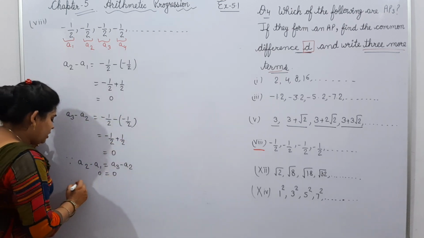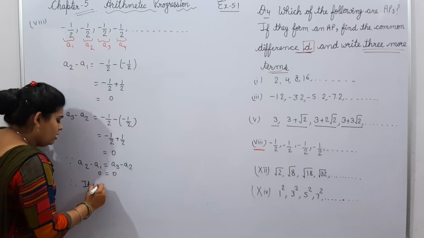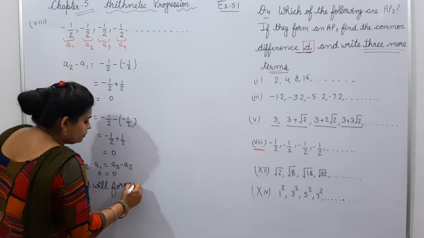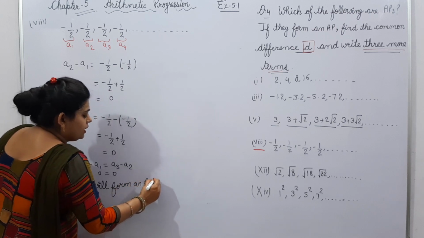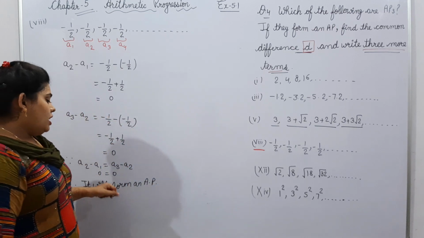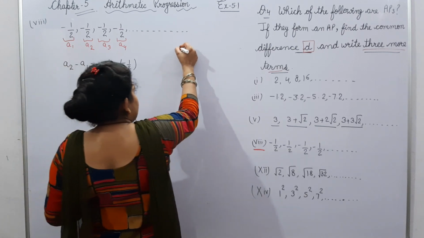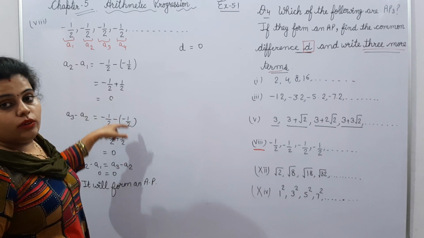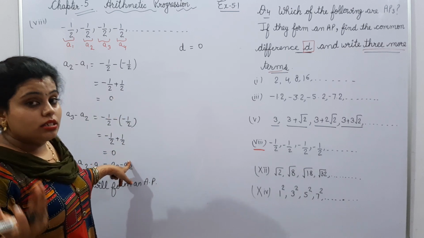So, what we will write? It will form an AP. क्या बनेगा बेटा? यहाँ AP की फॉर्मेशन होगी. Now what will be the common difference? D. Common difference is equal to 0 because difference between two consecutive terms we are getting 0.